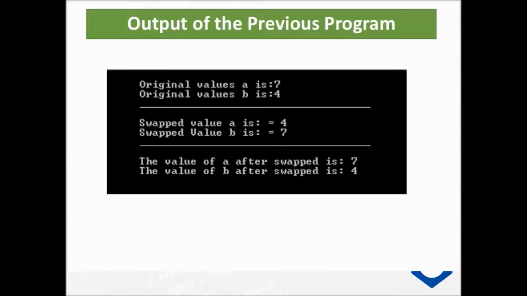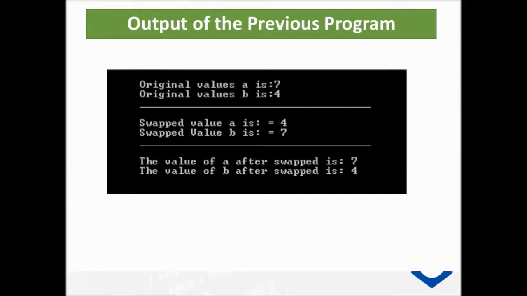Inside the swap function, before we swap the values of variable x and y, we print their values on the screen. Once the swapping is done, the values of variable x and y are again printed on the screen. Then the control returns back to the main function and the values of variable a and b are again printed on the screen.